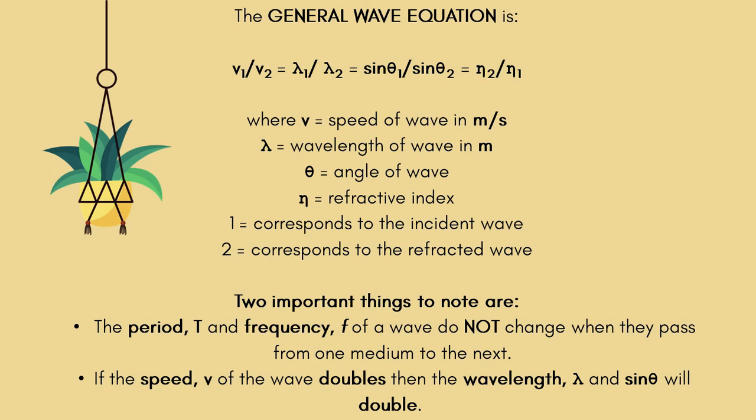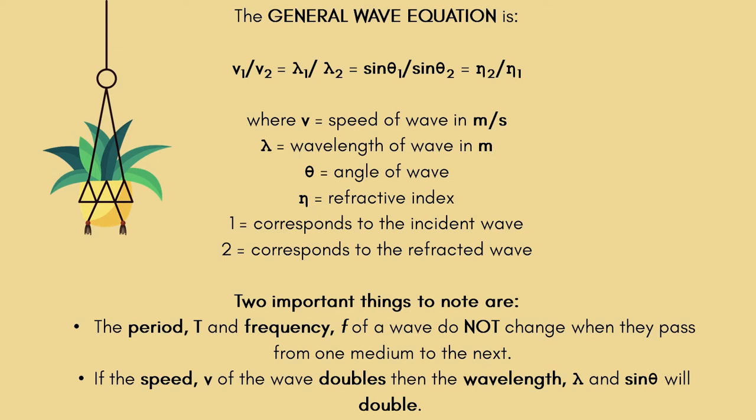Where v is equal to the speed of the wave in meters per second, lambda is equal to the wavelength of the wave in meters, theta is equal to the angle of the wave, eta is equal to the refractive index, and 1 corresponds to the incident wave and 2 corresponds to the refracted wave. Two important things to note: the period and frequency f of a wave do not change when they pass from one medium to the next.